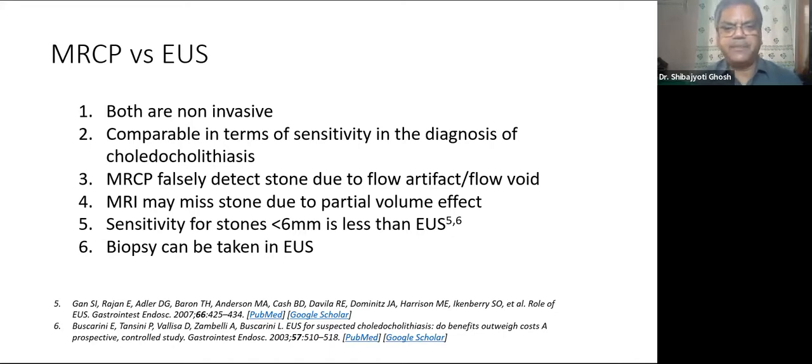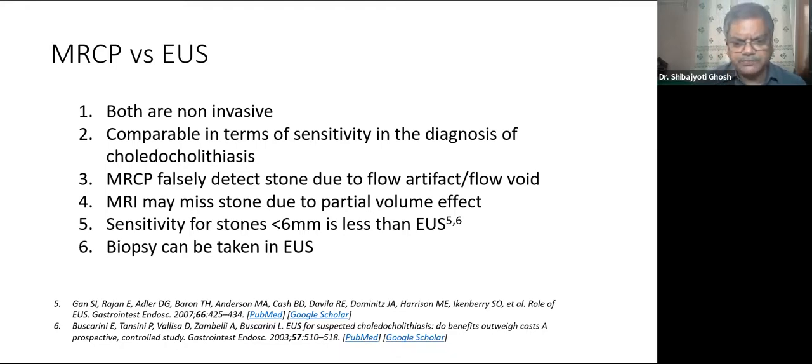This can happen particularly at the junction of the common bile duct with the cystic duct, because at the cystic duct and common bile duct junction there might sometimes be turbulent flow, which may falsely give signal void, and that may be picked up as stone. So we should be very aware of it, and we need to discuss this with the radiologist. And MRI may also miss stone due to partial volume effect.